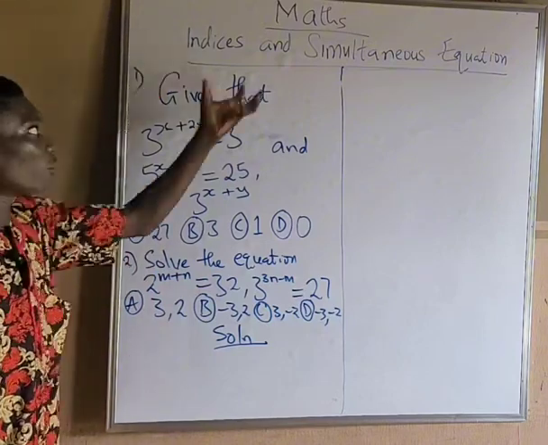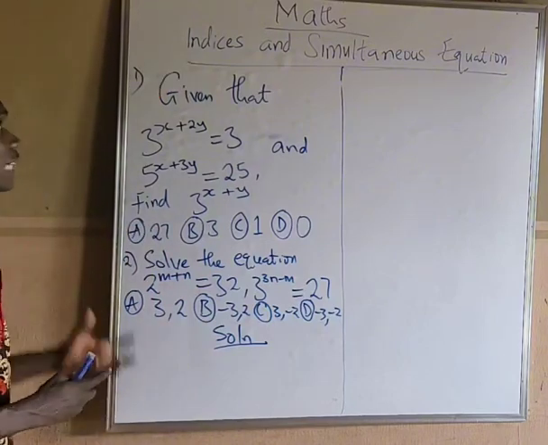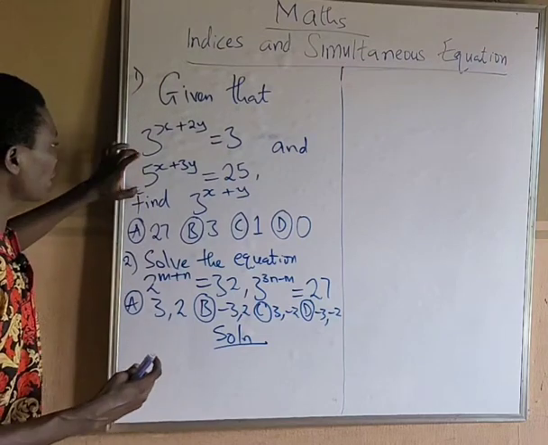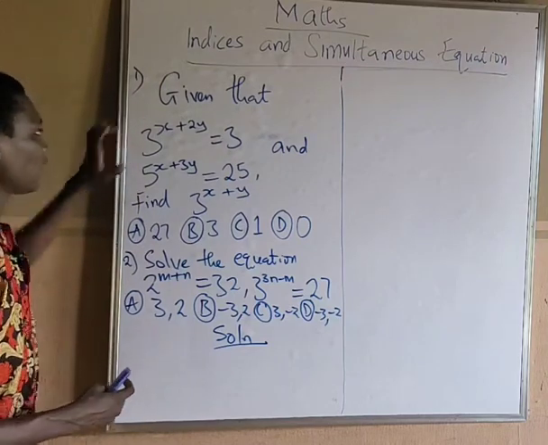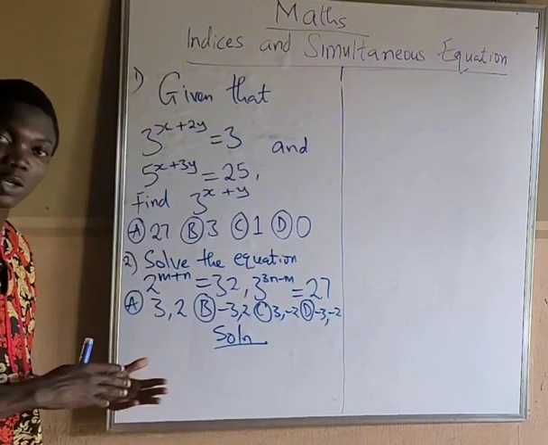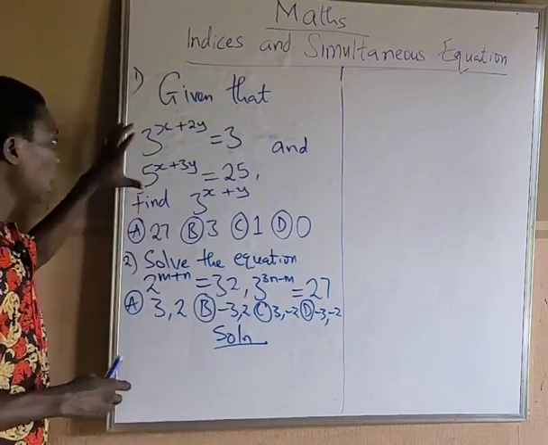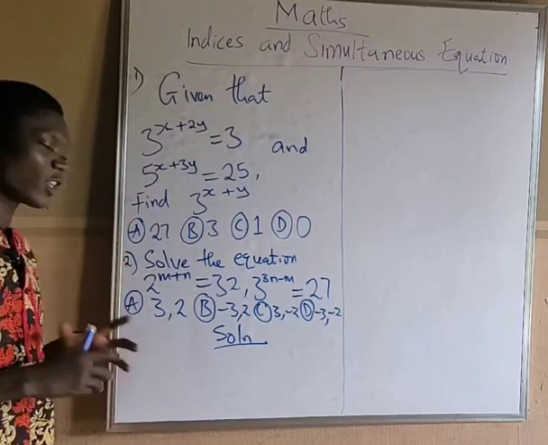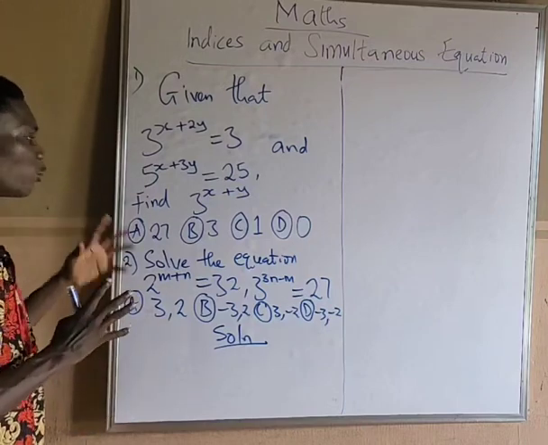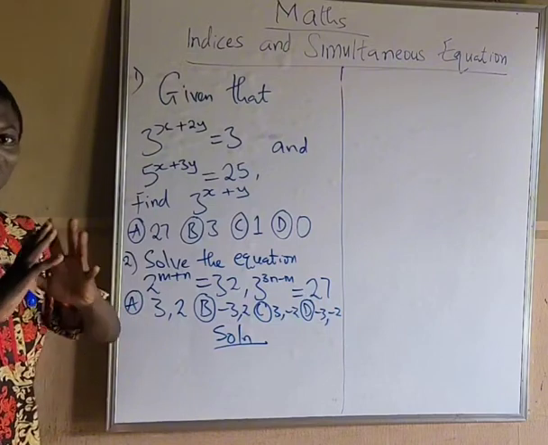This is a combination of indices and simultaneous equation. You can see that this is actually indices. It is indices, but this kind of indices will lead us to what we call simultaneous equation. The same thing is applicable to question number 2. All right, so let's solve. I'm going to show you the simple way to solve this without stressing yourself.